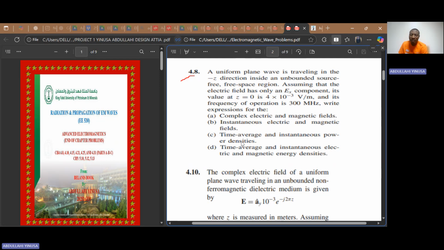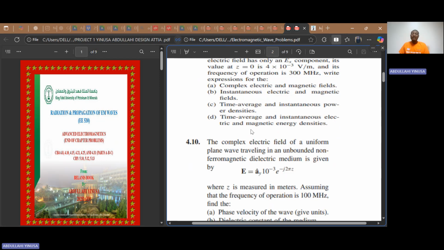Then when you take the cross product of the two and divide by 2, you arrive at our time average power density. And don't forget, the unit of time average power density is watts per meter square. The instantaneous power density, as I explained earlier, means it is going to contain the e raised to power j omega t terms, and of course it is going to have a cosine term.